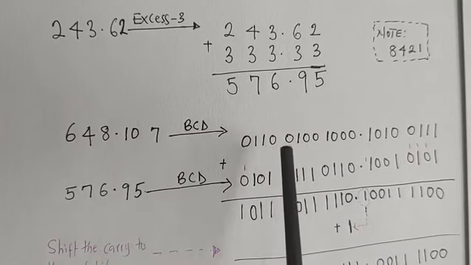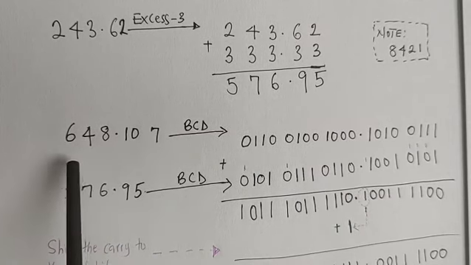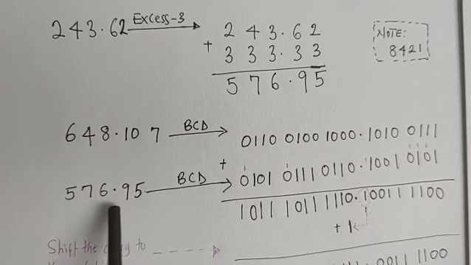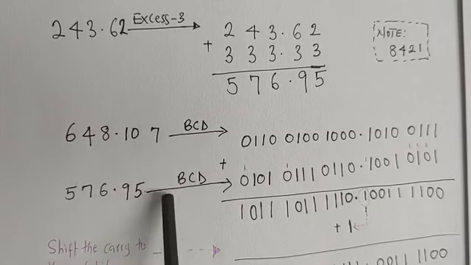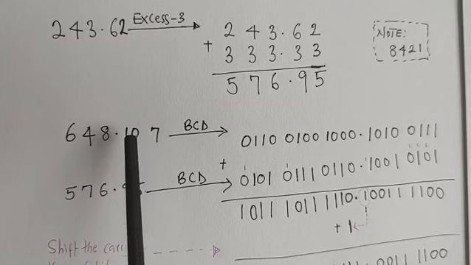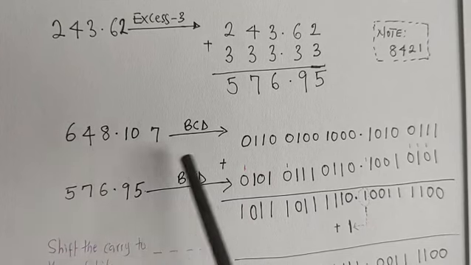So in this case, we're going to take the BCD for the minuend and also the BCD for the subtrahend. This is the subtrahend and this is the minuend, the results we got for taking the excess 3 code. Now let's take the BCD for each of these values. Now the BCD for 648.107. Right, so this is nothing but the subtrahend.